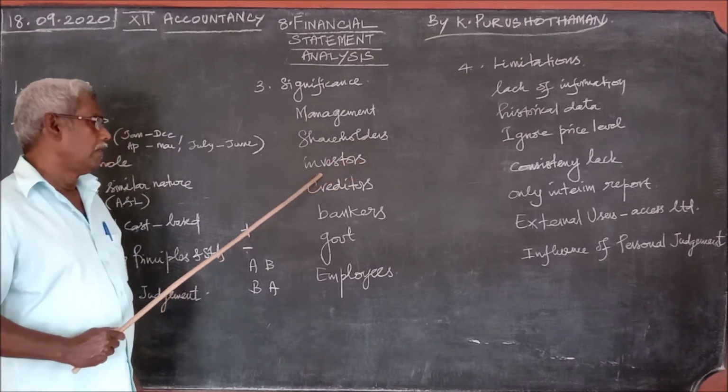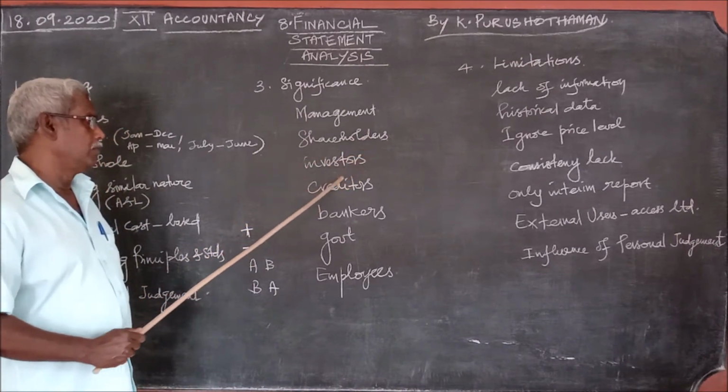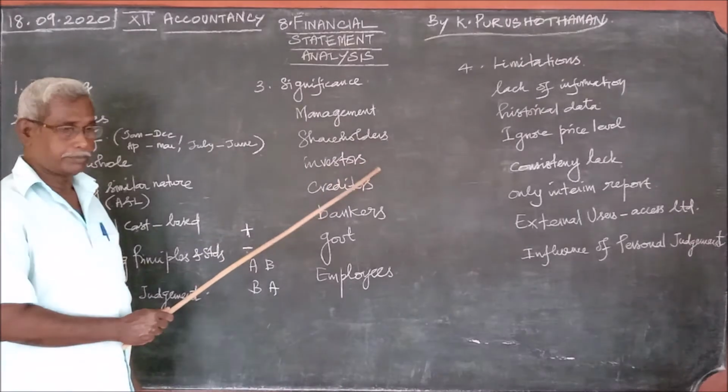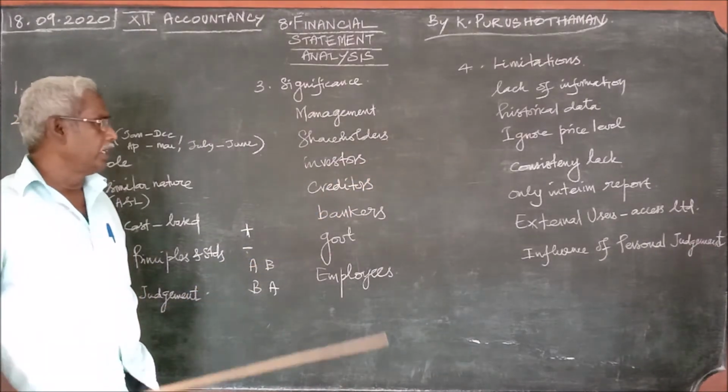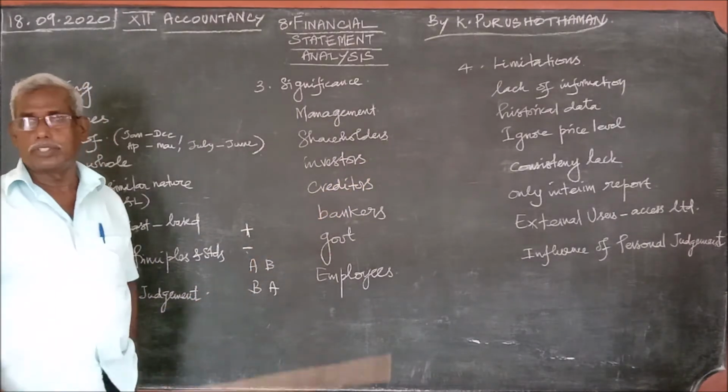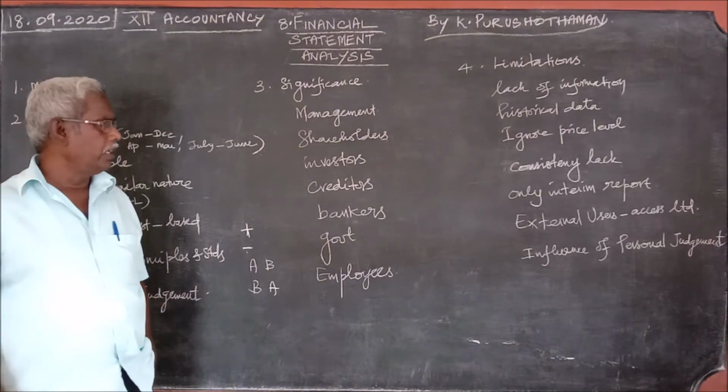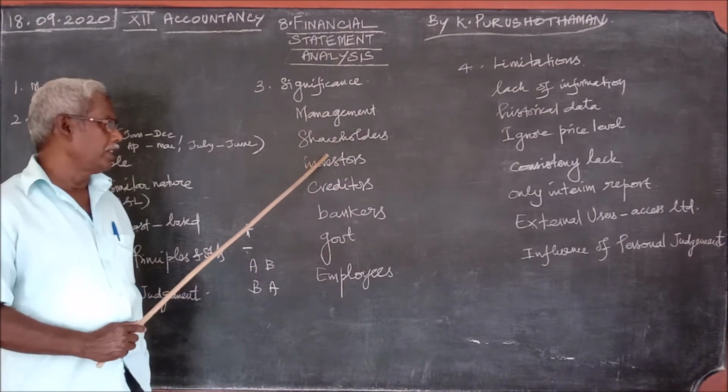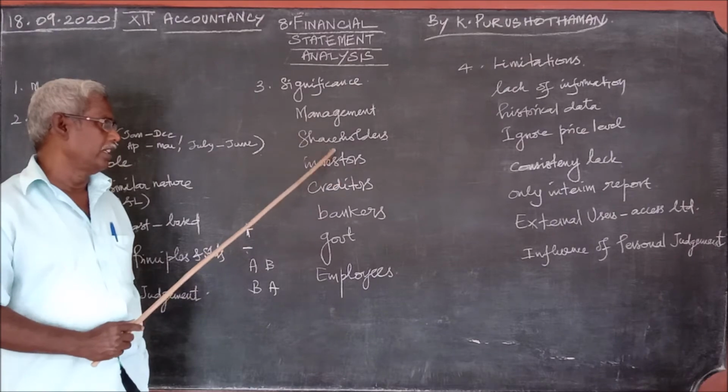So, for the investors, they need more information. The next one is regarding the creditors. What about creditor? What is the difference between the investor and the creditor? I should tell you.